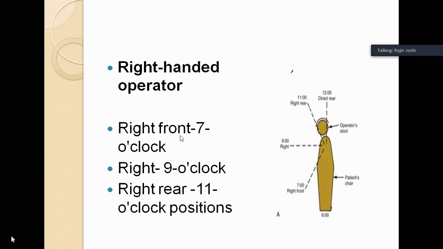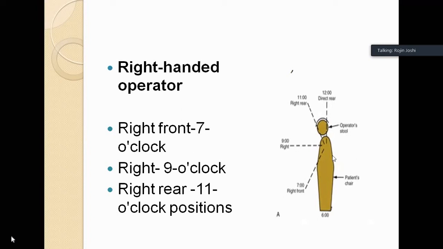When you work, 7 o'clock is your right front position. This is known as the 7 o'clock position. 9 o'clock is where you sit. The patient will be lying supine or in a semi-reclined position on the dental chair, and you, the dentist or the operator, will have to move around according to whichever quadrant you're going to work on. So let's find out what are the quadrants that we have to work on.